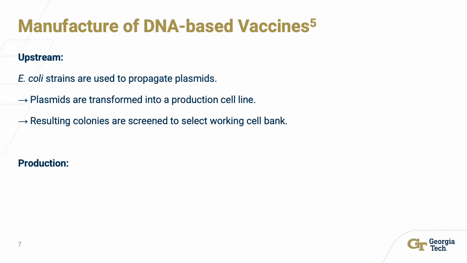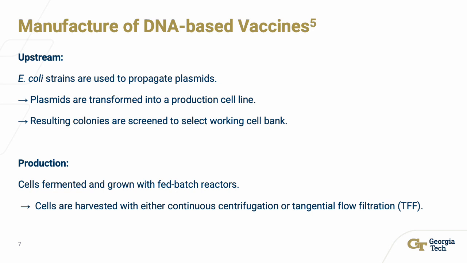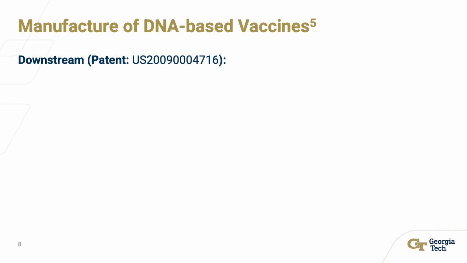Now, moving on to the production phase, the cells are fermented and grown with fed batch reactors because they usually yield higher cell density and plasmid yield compared to the other reactor types. Then, the cells are harvested with either continuous centrifugation or tangential flow filtration. Now, moving to the downstream phase.